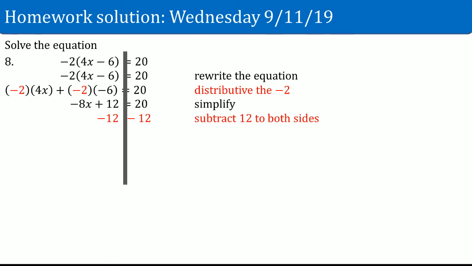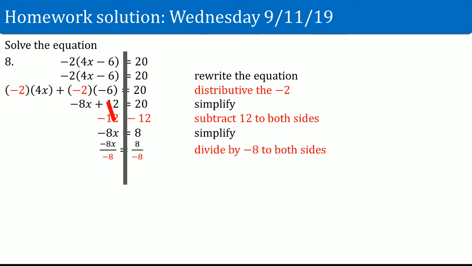On the left-hand side, what is left over? Just your -8x. On my right-hand side, the 20 plus -12 becomes 8. Okay, be very careful. 20 subtract 12 is 8, not -8, just 8. Use a calculator. So right now I have -8 times x is equal to 8. How do I get x alone? I'm going to divide. Why?